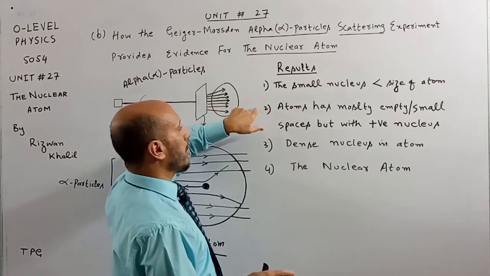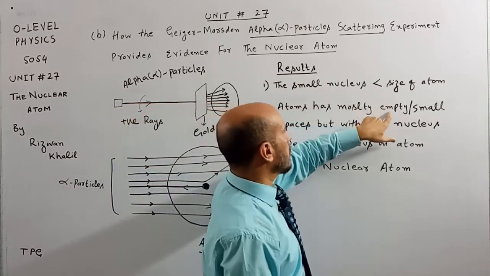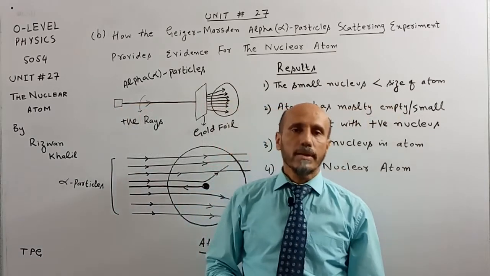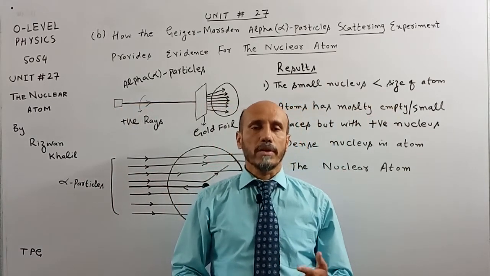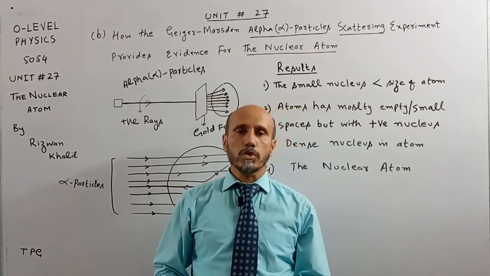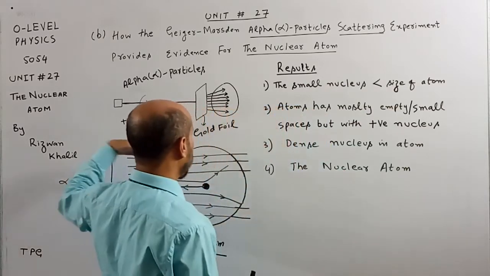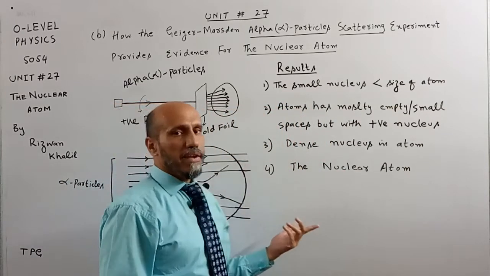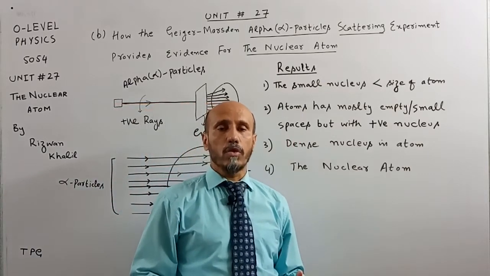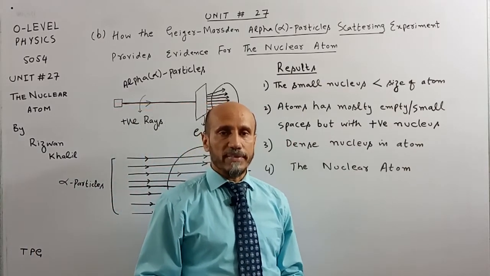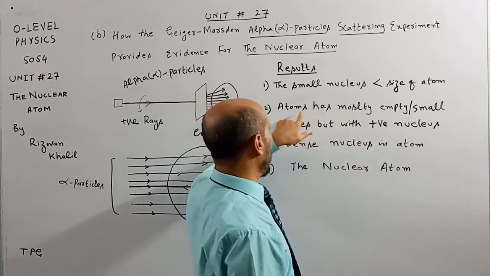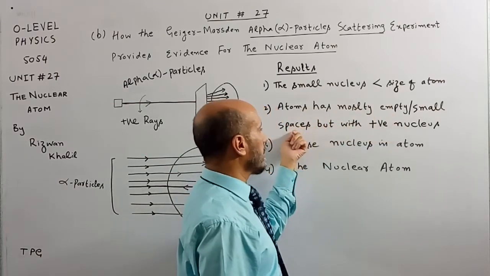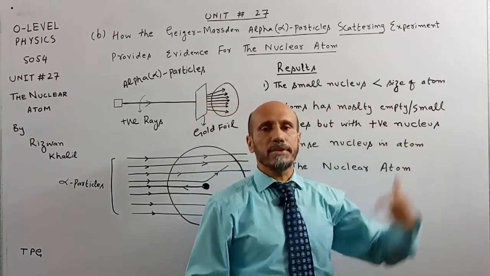What was conclusion number 2? That the atom has mostly empty space. Now, how did they make this conclusion that the atom has mostly empty space? Because most of the alpha rays were traveling in a straight path or in a straight line. If they are unscattered and not changing their path, then definitely we come to the conclusion that the atom has mostly empty space, but with a positive nucleus.